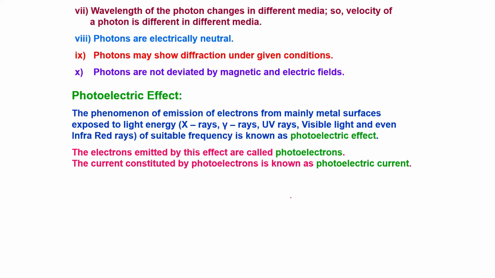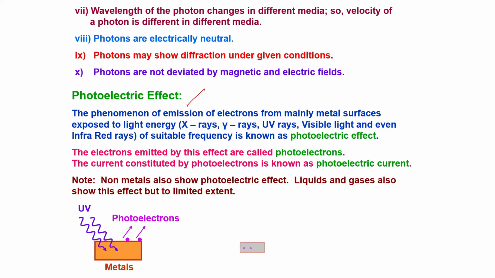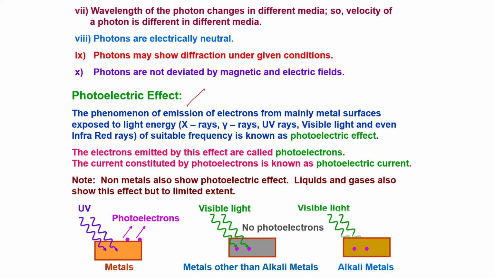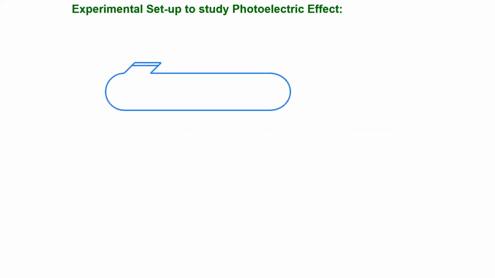The next main concept in this lesson is the photoelectric effect. The phenomenon of emission of electrons, mainly in the case of a metal surface exposed to light energy of suitable frequency, is known as the photoelectric effect. The electron emitted by this effect is called a photoelectron, and the current constituted by these photoelectrons is known as photoelectric current. The image here shows how the electrons are emitted.